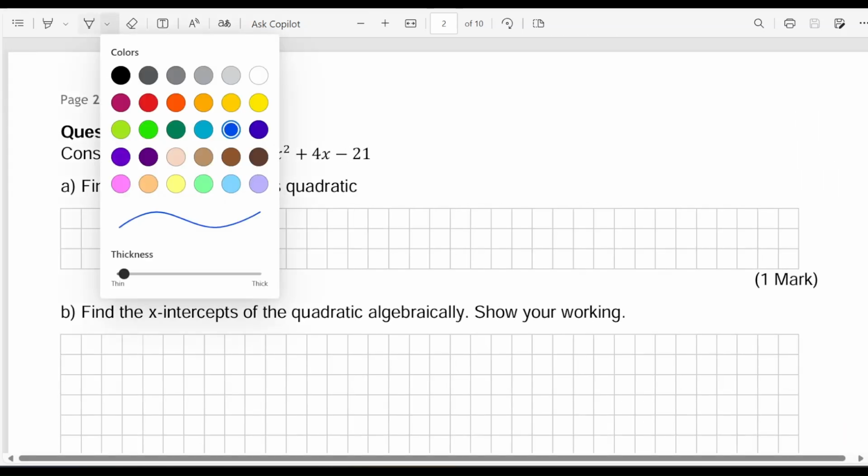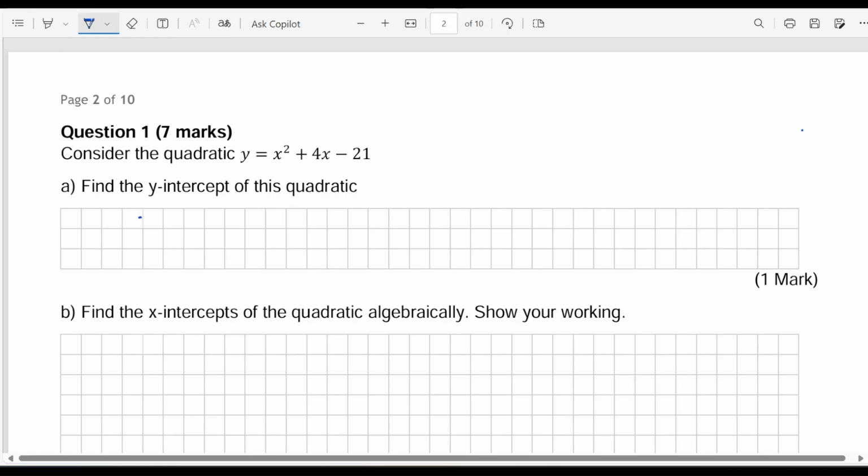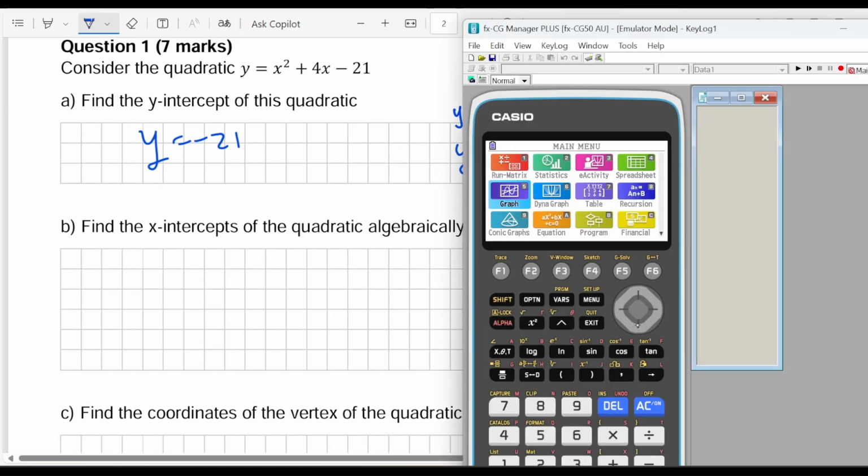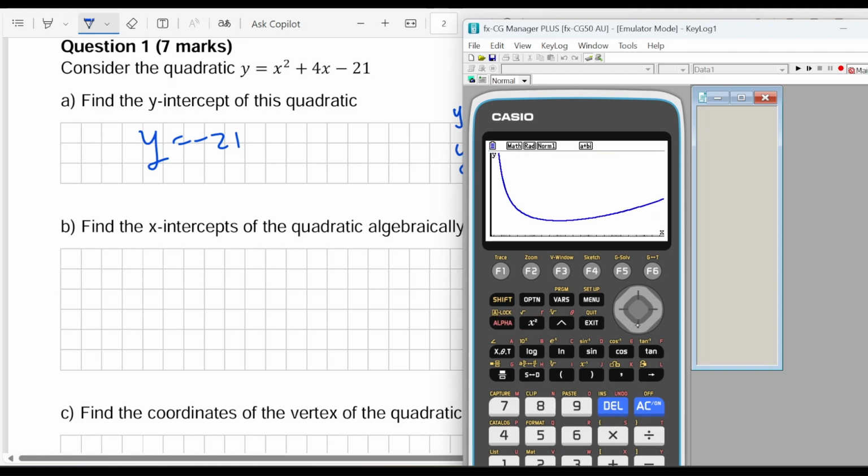Pretty much what you can do is just read off the y-intercept as this last number, y is minus 21. Or if you want, you can sub in x equals 0. So it's 0 squared plus 4 lots of 0 take 21. Hey, it's minus 21. If you want, you could also graph it on your calculator and then trace at 0. I am going to do that just because we'll need it a little bit later in the question.